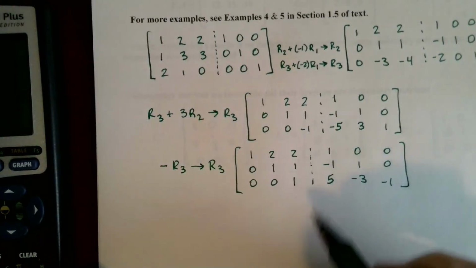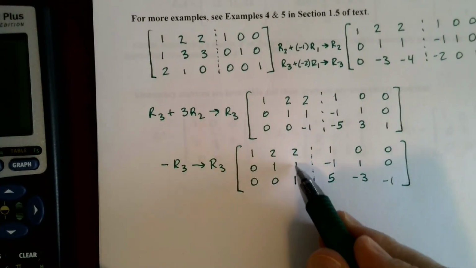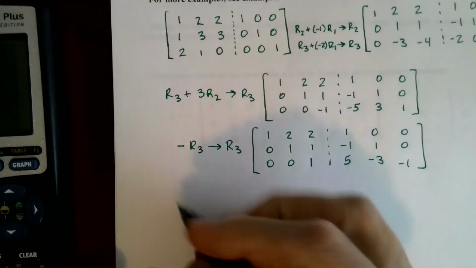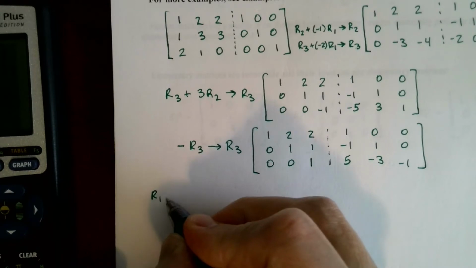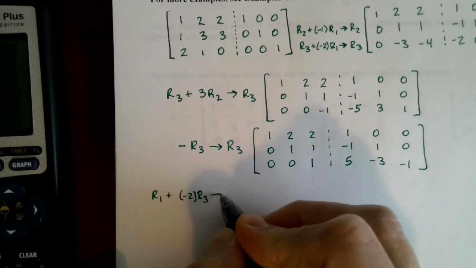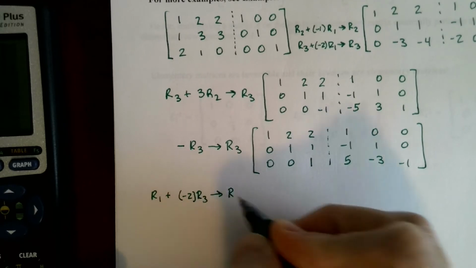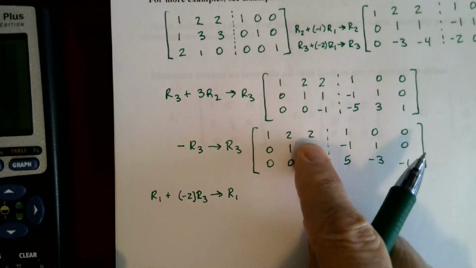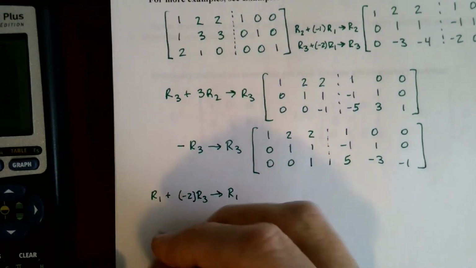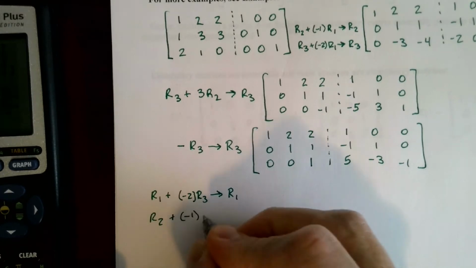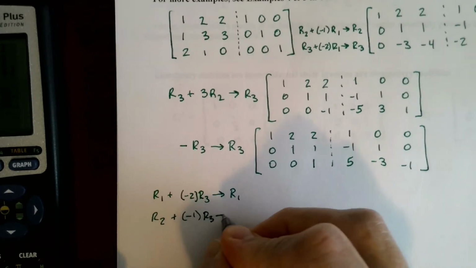And so let's get these two guys to be 0. How do we do that? Our pivot 1 is here. So I'm going to take row 1, and I'm going to add -2 times row 3, and add that to row 1. So that will 0 that out. And then for row 2, to get rid of that 1, I'm going to add -1 times row 3.